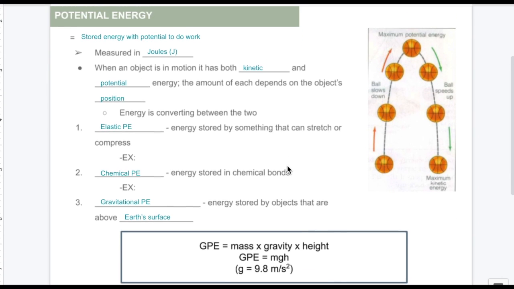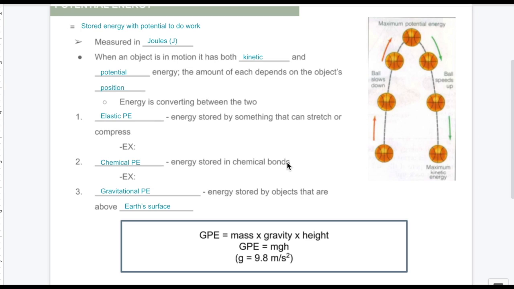Potential energy can be classified as different things. There are three different ones we're going to talk about. There's elastic potential energy. This is stored energy by something that can stretch or compress. Some examples, which I didn't input here, but you can add in a text box, would be things like a rubber band, a bow and arrow, a trampoline. All of those are examples of elastic potential energy. So something is stretched, and then if the tension on that is released, it's going to cause it to move, causing kinetic energy to happen.